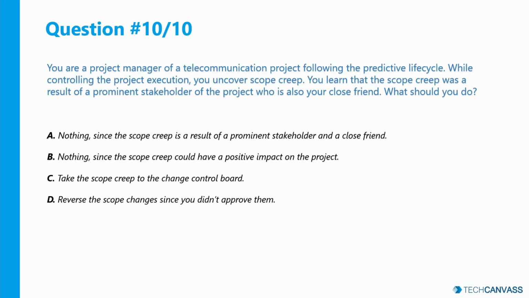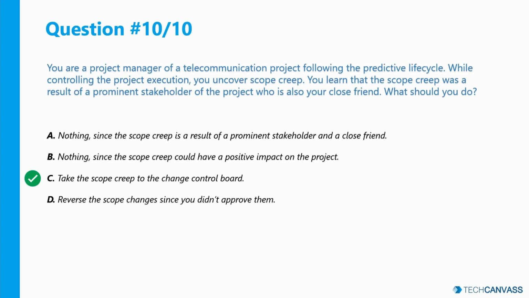Remember, the scope creep should be brought to the project team's attention and treated as an unapproved change. This would need to go through the formal channel by reporting to the change control board and decide with them the appropriate course of action. As a project manager, you should avoid favoritism and conflict of interest situations by maintaining impartiality in your decisions. So the right option here is option C, take the scope creep to the change control board.